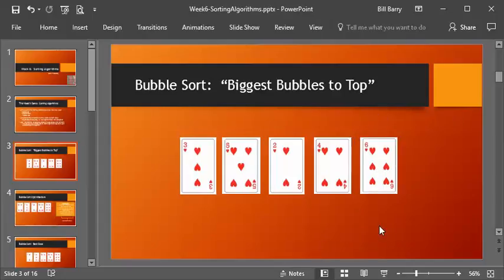That's really all we know, though. We don't really know anything about the positions of any of the rest of them, but we do know the biggest card bubbled up. All right, so now let's do our second pass.